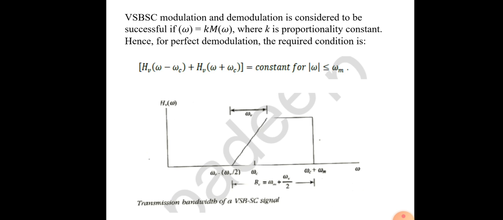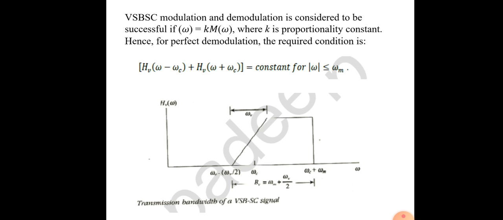Okay, and hence the perfect demodulation is required under the condition that modulus of omega is less than or equal to omega m. On that condition the perfect demodulation will appear. So this transmission bandwidth is shown in the figure, that means omega minus omega c divided by 2 and then omega c, where omega c is the cutoff frequency. Those things are shown in the figure.